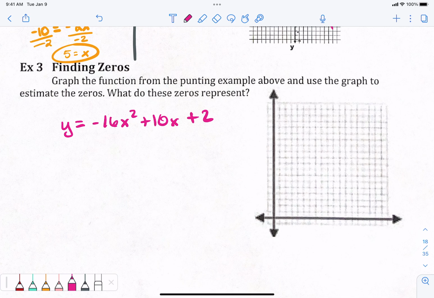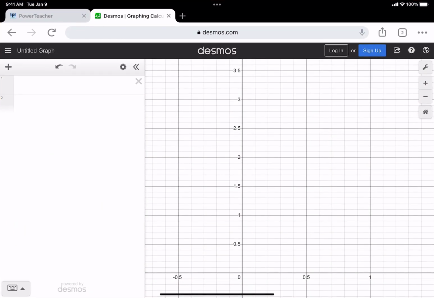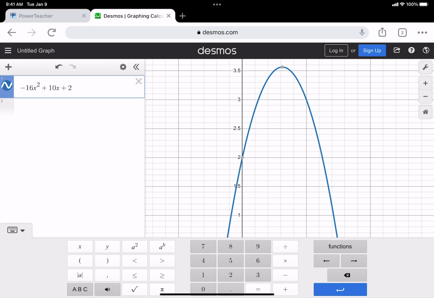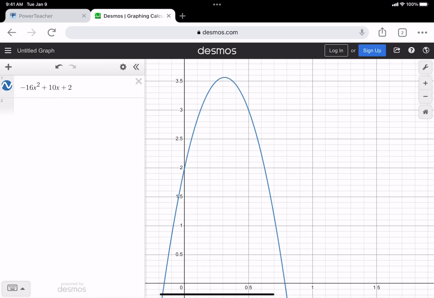So what I'm going to do is cheat. We will in chapter 3 learn how to graph this, not by cheating, okay? But for now I'm going to go to Desmos, which is my handy dandy online graphing calculator, and I'm going to type it in. Negative 16x squared plus 10x plus 2, okay? Here's what my function looks like when I graph it. We're going to graph it on your paper, okay? Now, it's intersecting here at 2.